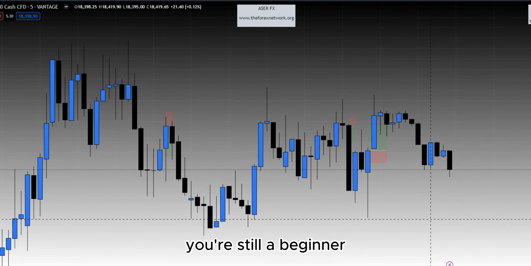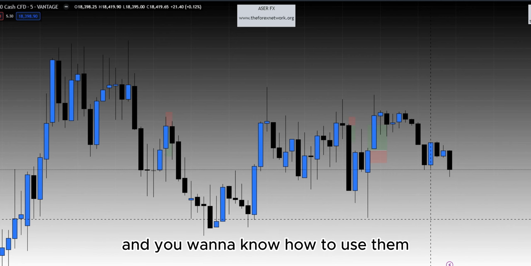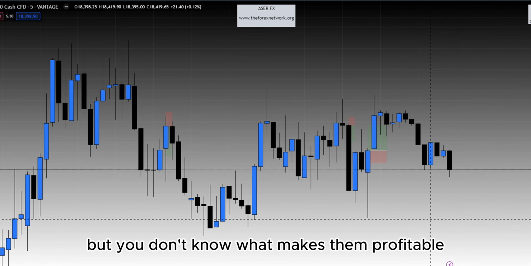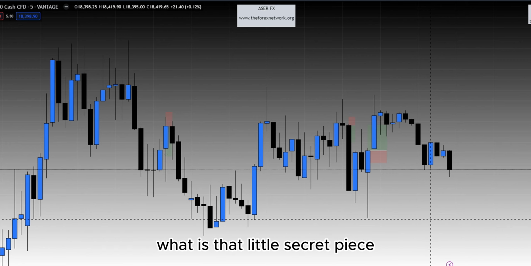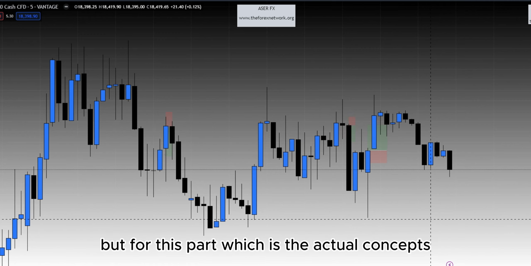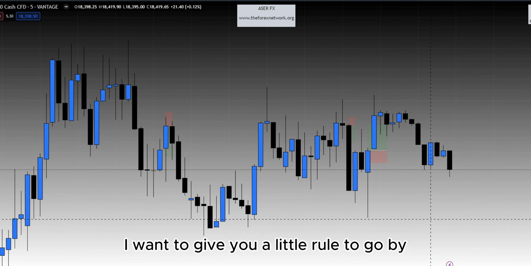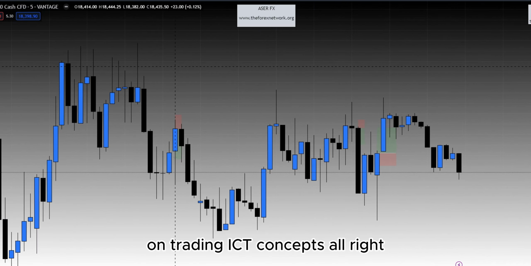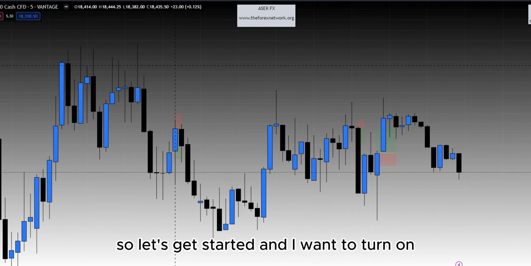However, you're still a beginner and you want to know how to use them because you see ICT profitable traders, but you don't know what makes them profitable. What is that little secret piece? There are a lot of things that come into play, but for this part, which is the actual concepts, I want to give you a little rule to go by on trading ICT concepts. All right, so let's get started.